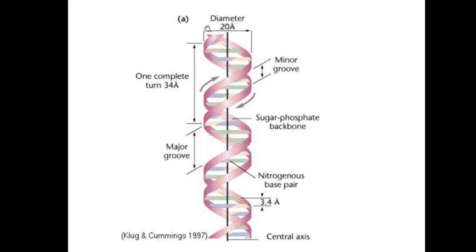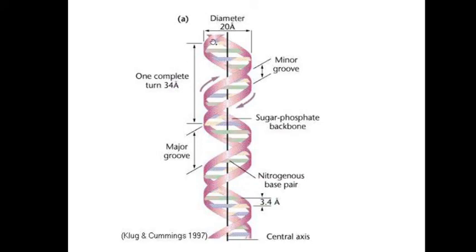So this is a simplified view of the double helix structure given by Watson and Crick. Its diameter is 20 angstrom. This is an imaginary central axis around which these two strands are wound together, joined together by hydrogen bonding, base pairing. This groove is the major groove and the other one is the minor groove. This one is the minor groove.